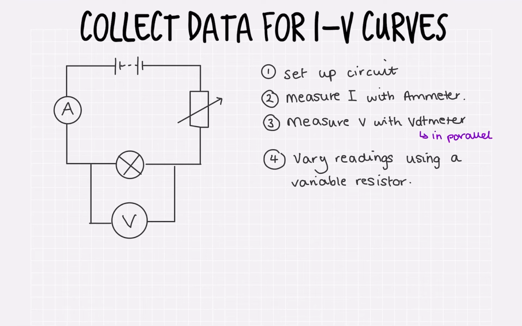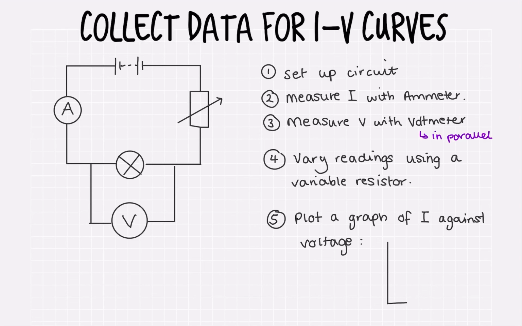Excellent. Now the last step, since we're looking for the IV curve then, would be to plot a graph of current against voltage. So what we would expect to draw there then is we would expect a graph with current on the y-axis and voltage on the x-axis. In the next videos, we'll look at what those graphs should look like for the different components.